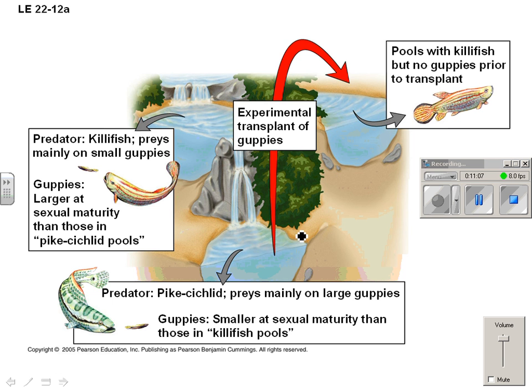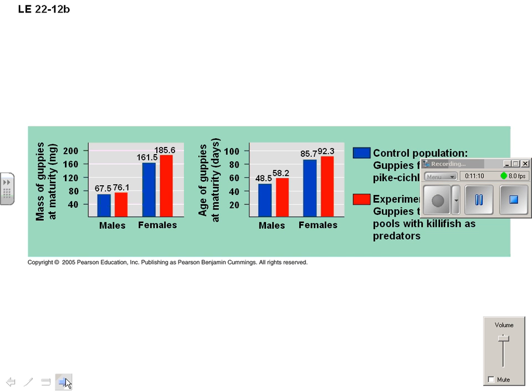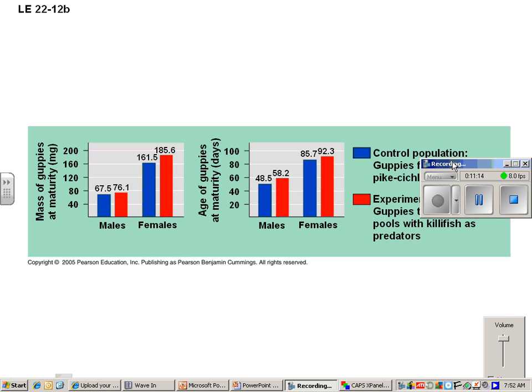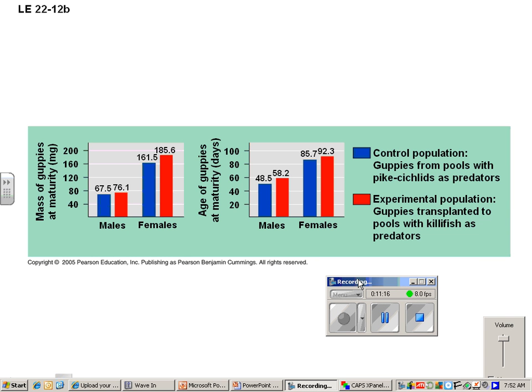Second one, so here's a graph of the same idea. Okay, the control population was the guppies in the pools with pike cichlids. Okay, and you can see that the mass of them is higher in the females than the males than in the experimental population.